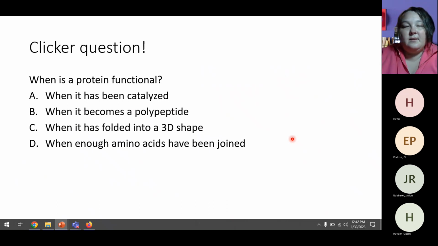We've been over this. I think this is the second clicker question that goes over this particular concept because it's important. Very important.